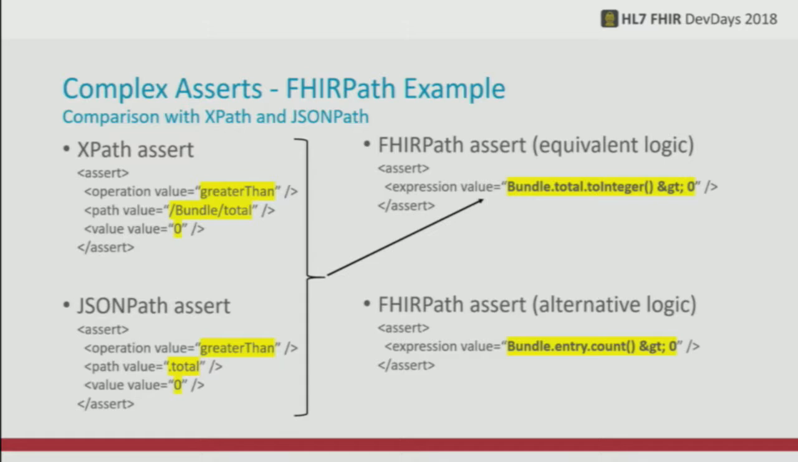If I do it in JSONPath, well, all I'm changing is just the path expression there. So I'm using a dot total. So in JSONPath, the dot represents the root element as opposed to an XML, where that root element is specifically indicated. Well, that's how I might normally, yes?